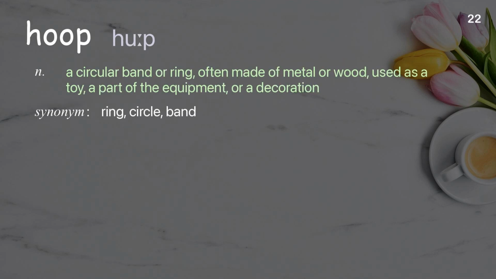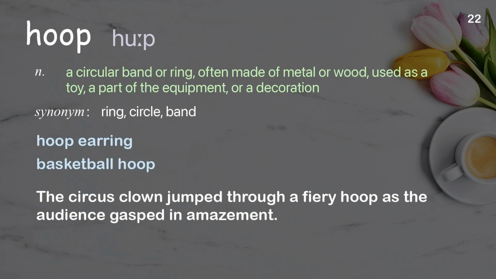Hoop. A circular band or ring, often made of metal or wood, used as a toy, a part of the equipment, or a decoration. Examples: Hoop earring. Basketball hoop. The circus clown jumped through a fiery hoop as the audience gasped in amazement.